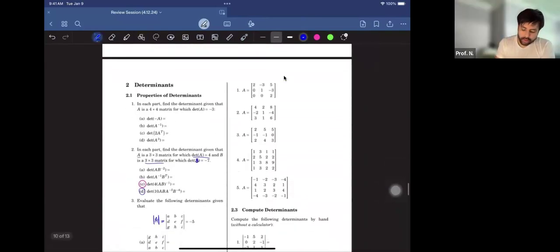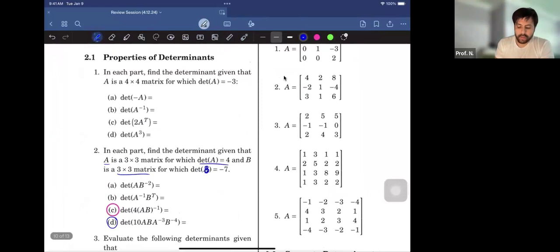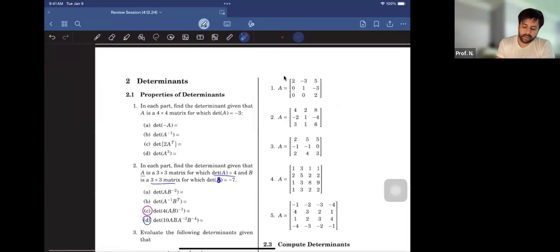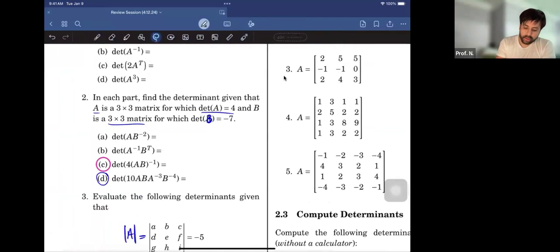So we're doing number 2, part D. We have a matrix that's 3 by 3, and the determinant of that matrix A is 4. We have another 3 by 3 matrix whose determinant is -7. And let me just copy this down.